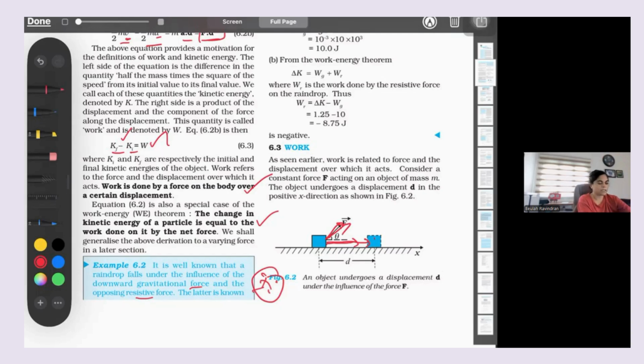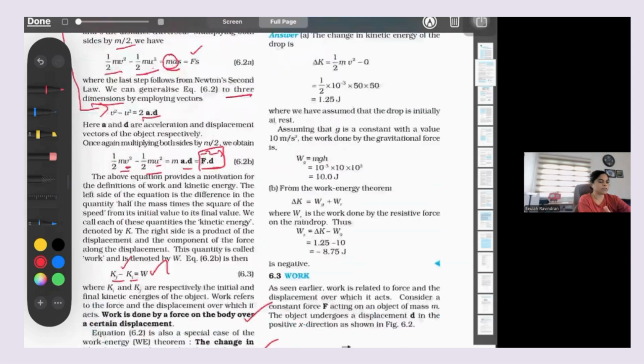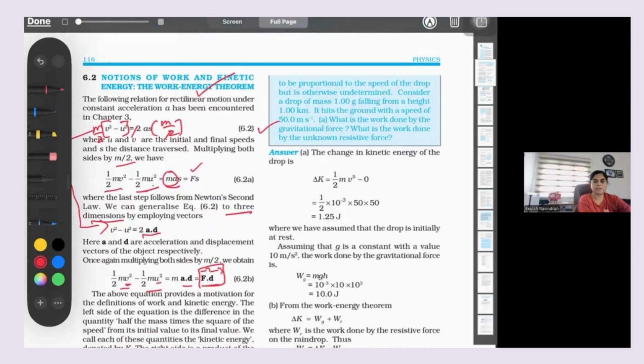So there are two. The latter is known to be proportional to the speed of the drop. Latter means the upward resistive force is proportional to the speed of the drop, but is otherwise undetermined. Consider a drop of mass 1 gram falling from a height of 1 kilometer. That is the given thing. So it hits the ground with a speed of 50 meter per second.